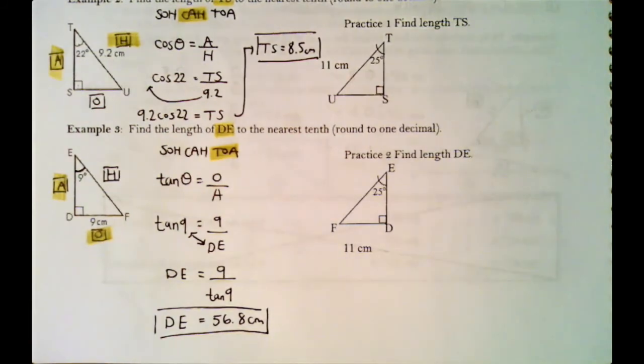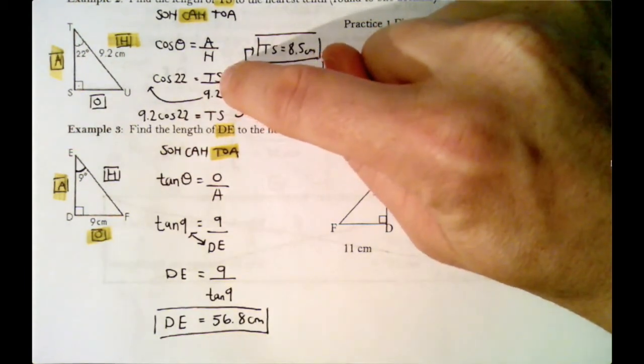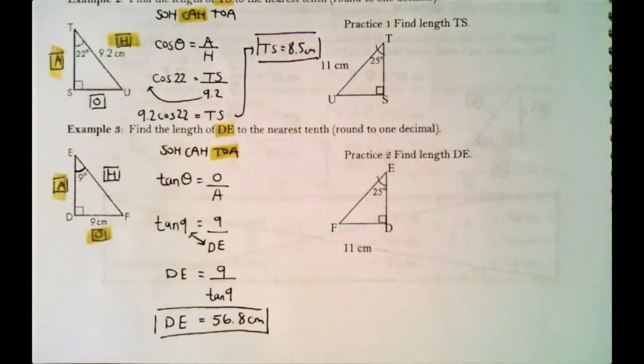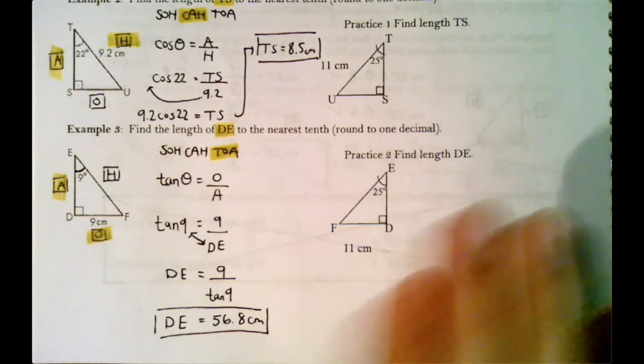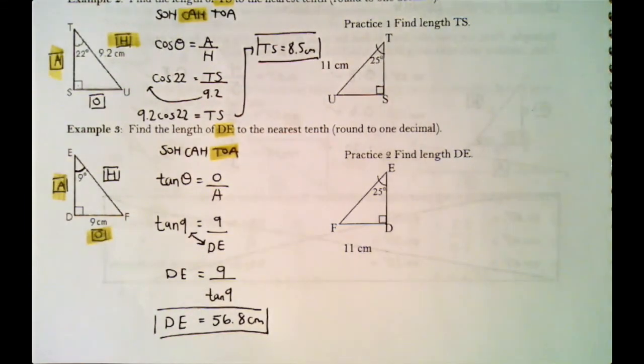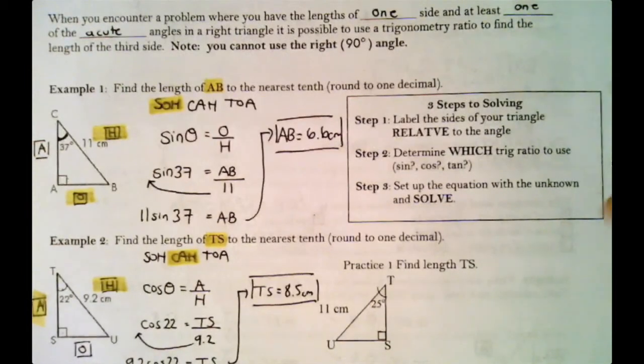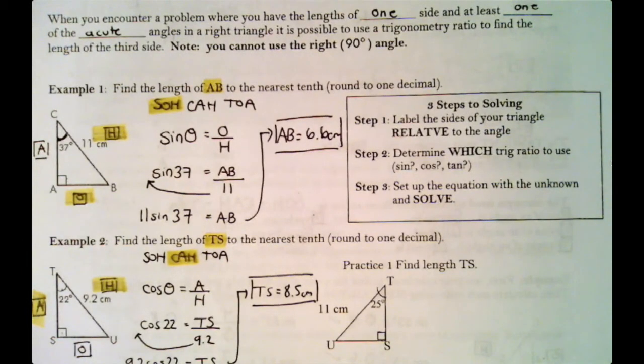All right. So if you're building your survival guide for this lesson, what's really important is the two different solves. One where the side you don't know is on the top, and one where the side you don't know is on the bottom. So you should put both of those examples. Try the second practice, and probably include the 3 steps for solving. Those are pretty important as well.